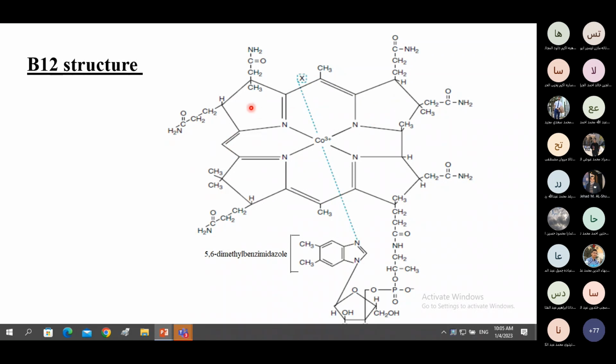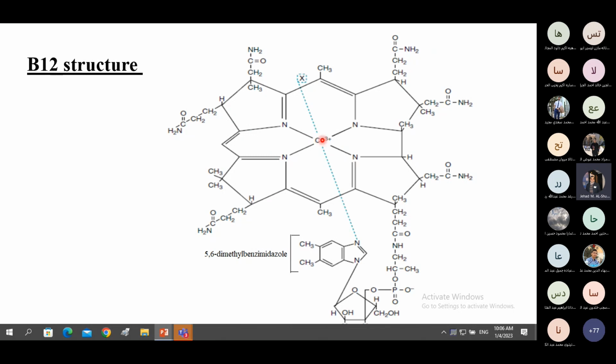So these are the rings, 1, 2, 3, and 4 pyrrole rings. And in the center there is the cobalt. As we will study, inshallah, in the third year, heme is the protein found in the center of hemoglobin and myoglobin. Instead of cobalt, there is iron. So 1, 2, 3, 4 pyrrole rings, and in the center there is cobalt.